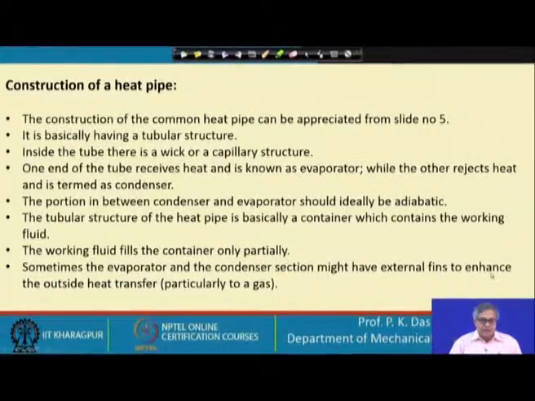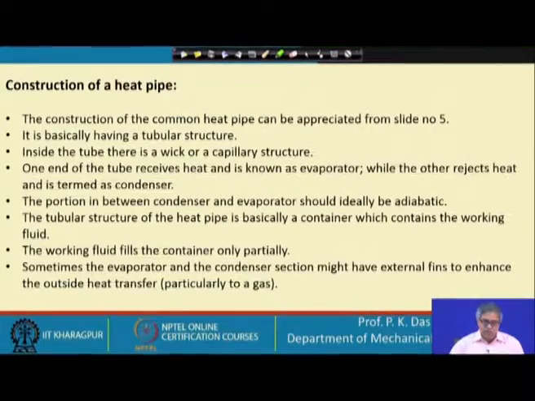So, we were here. The construction of the common heat pipe can be appreciated from an earlier slide which I have shown. It basically has a tubular structure. Inside the tube there is a wick or capillary structure that I have told. One end of the tube receives the heat and is known as the evaporator. At the other end heat is rejected and this is known as the condenser. As the name suggests, in the evaporator section evaporation will take place and in the condenser section condensation will take place. So, phase change is involved, that is very important.